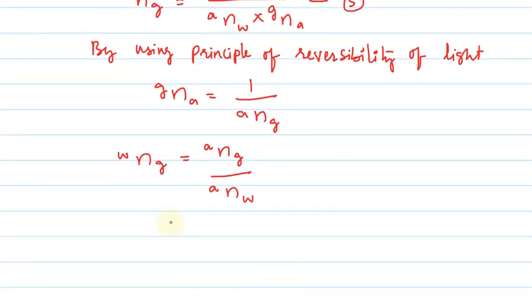Therefore I can write the final expression as refractive index of glass with respect to water equals refractive index of glass upon refractive index of water. So this can be called relative refractive index. W is superscript and G is subscript. The medium whose refractive index we are finding must be written as subscript, and the medium with respect to which we take it as superscript. That equals refractive index of glass upon refractive index of water.